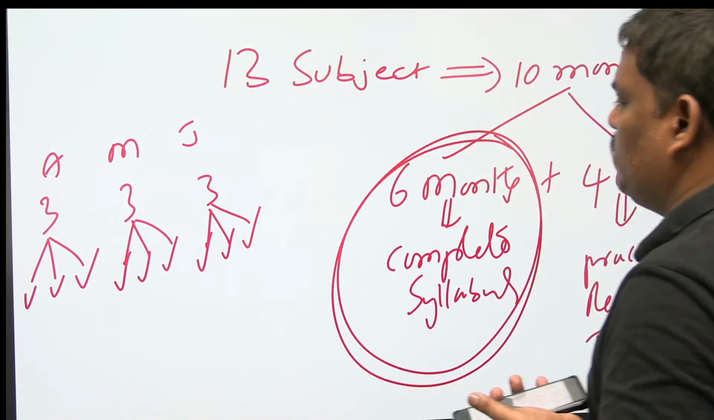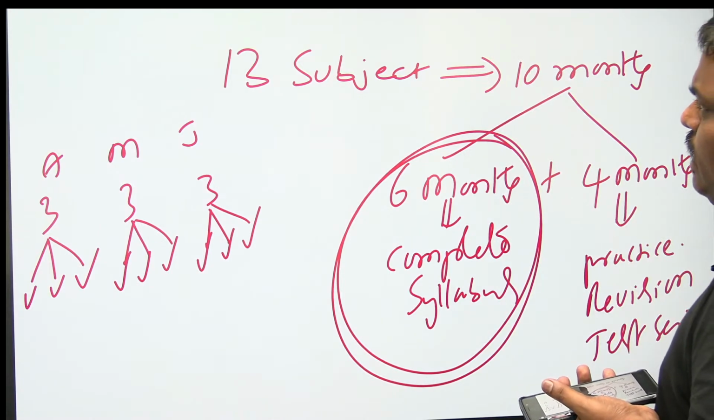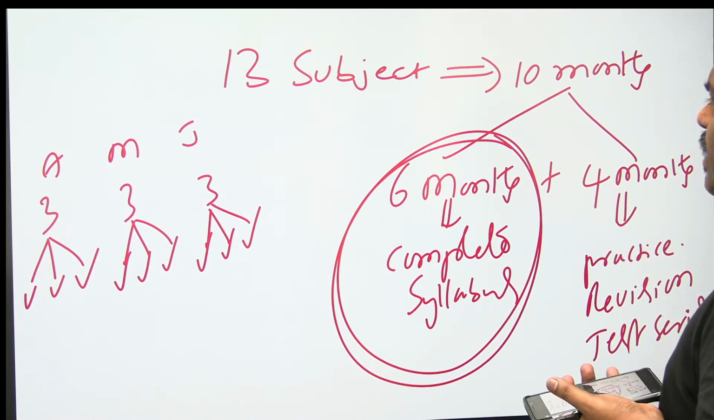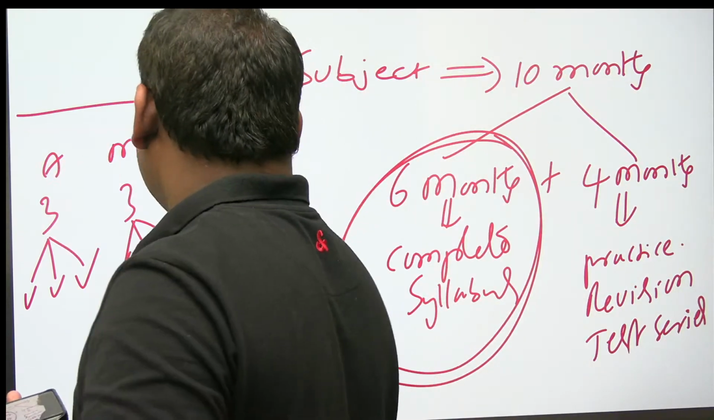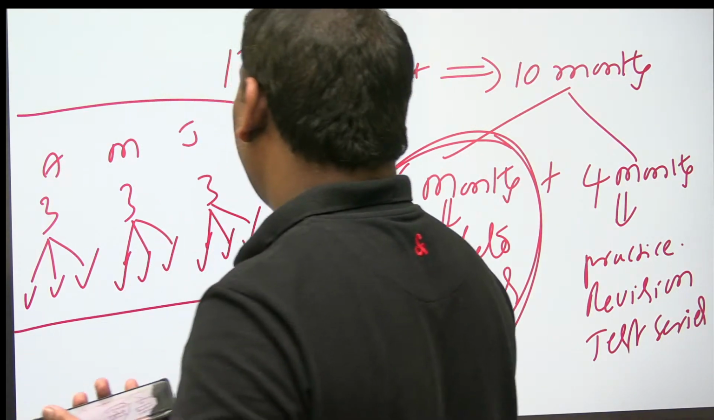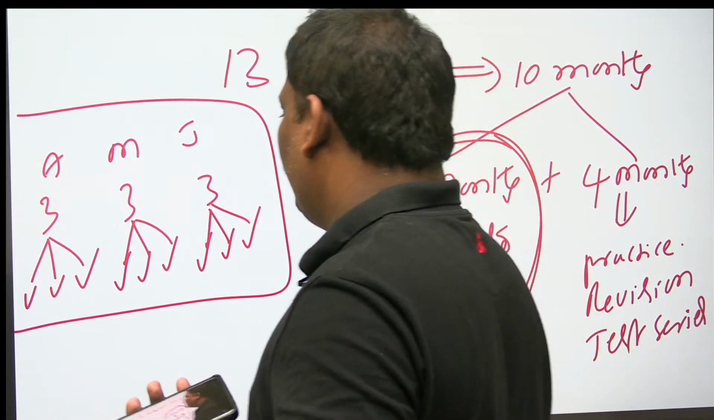Morning 3 hours one subject, afternoon 3 hours one subject, evening 3 hours one subject, complete like that. This is the only way. Some people are asking, sir, how can I complete like this? How can I complete if live is not possible?